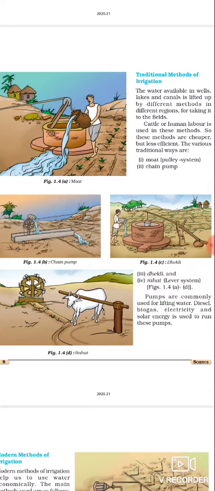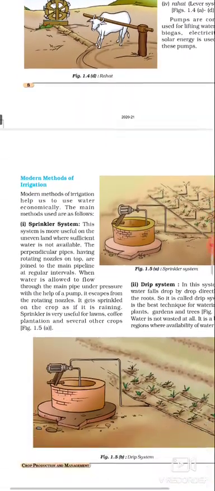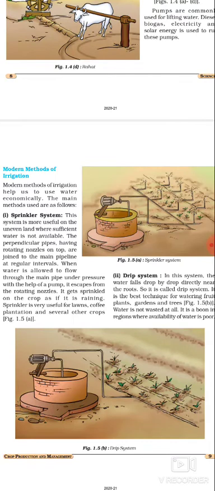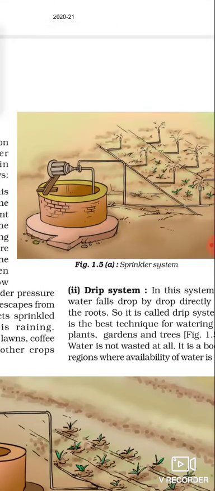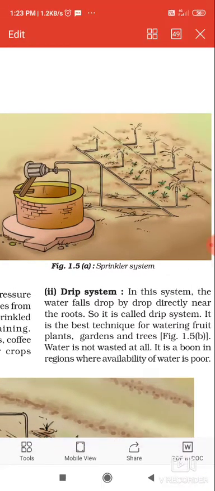So in place of these traditional methods, modern methods are now used. There are two modern methods. One is the sprinkler system and the other is the drip system. So this is the sprinkler system. I will show you what happens.